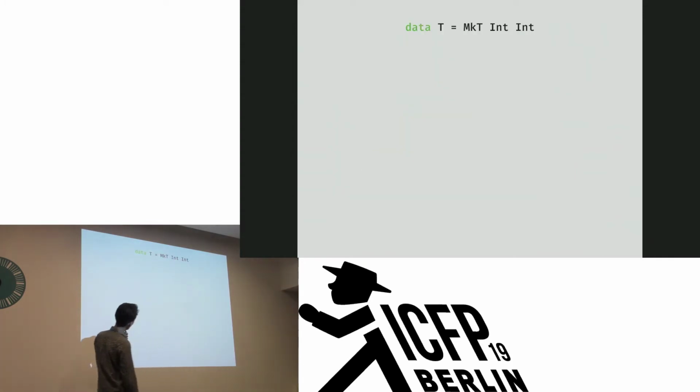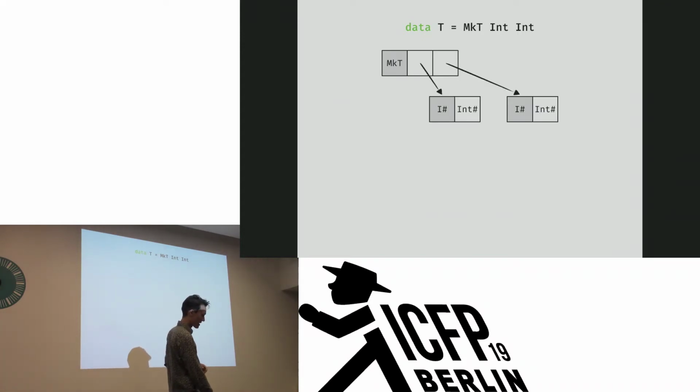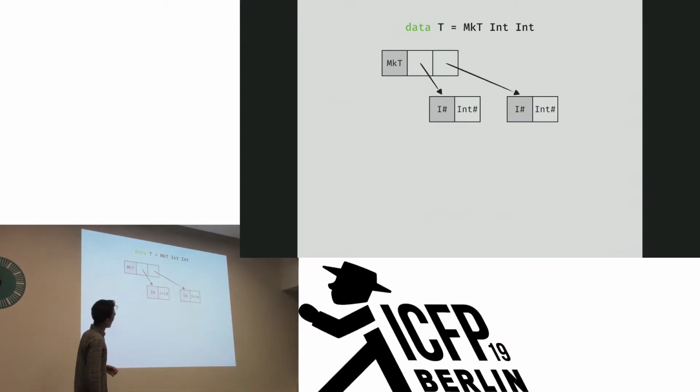Here's another example. So let's say I have this data declaration in Haskell. What does this look like in memory? How is this laid out in memory? So if you dig in the GHC documentation, you'll find out that it looks like this. I have some header for my constructor, and then I have 2 pointers to the fields. And so on the heap somewhere, I have another 2 constructors, and then the actual value.